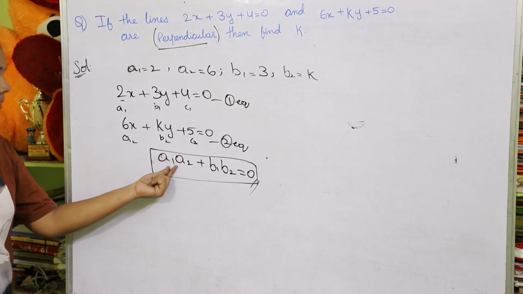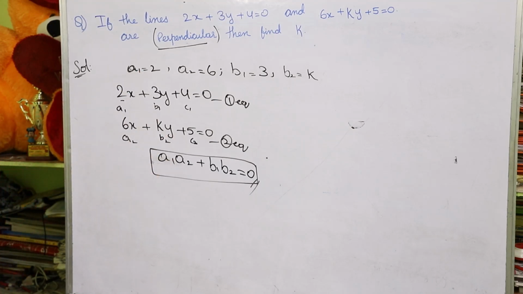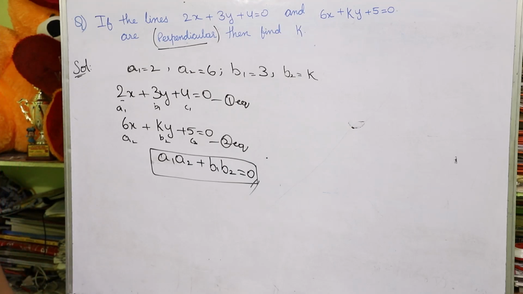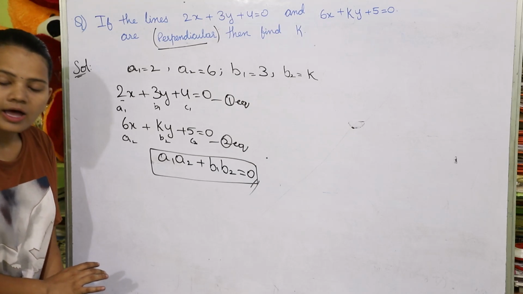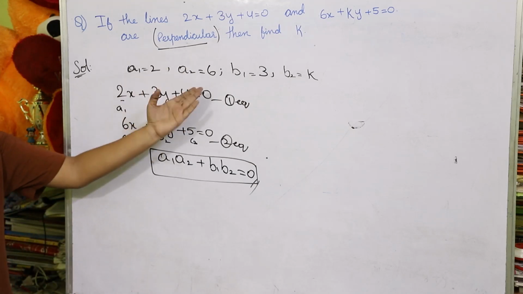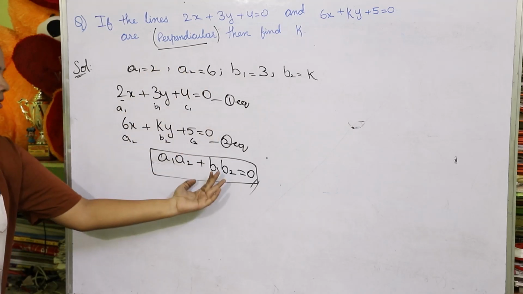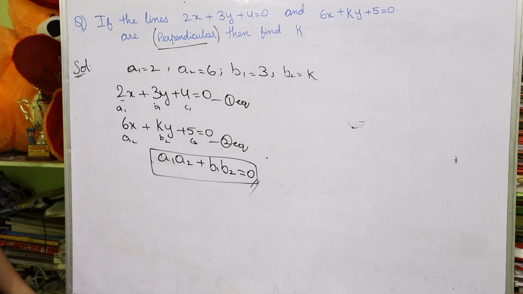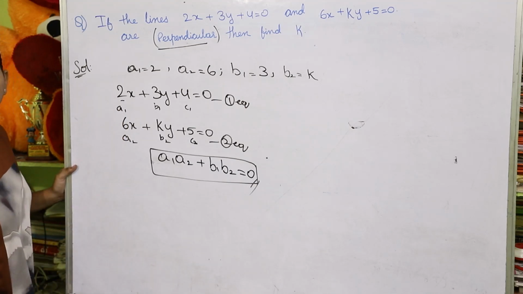By using this formula, just substitute these values in the given formula, guys. Are you getting it? The formula is a1 into a2 plus b1 into b2 is equal to 0. Now substitute the values here: a1 value as 2, a2 value as 6. Pause the video, do the calculation, and then forward the video. Let us do the equation over here.